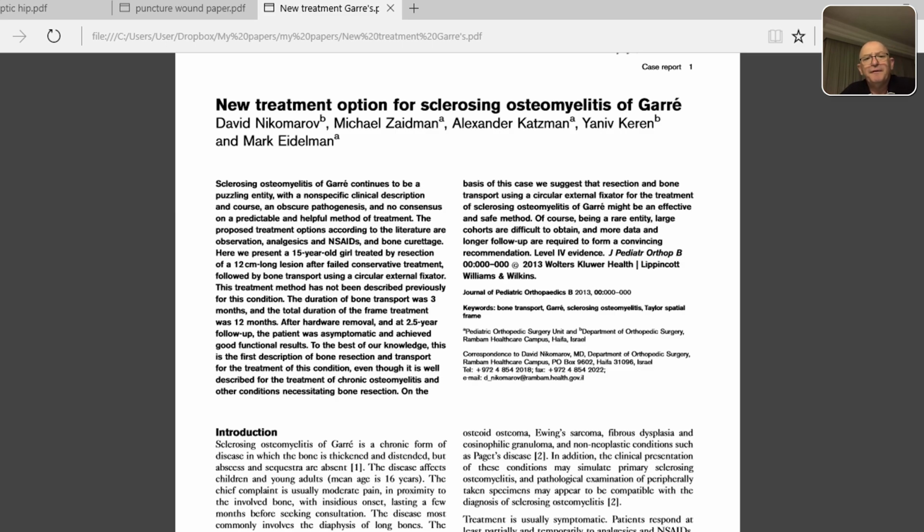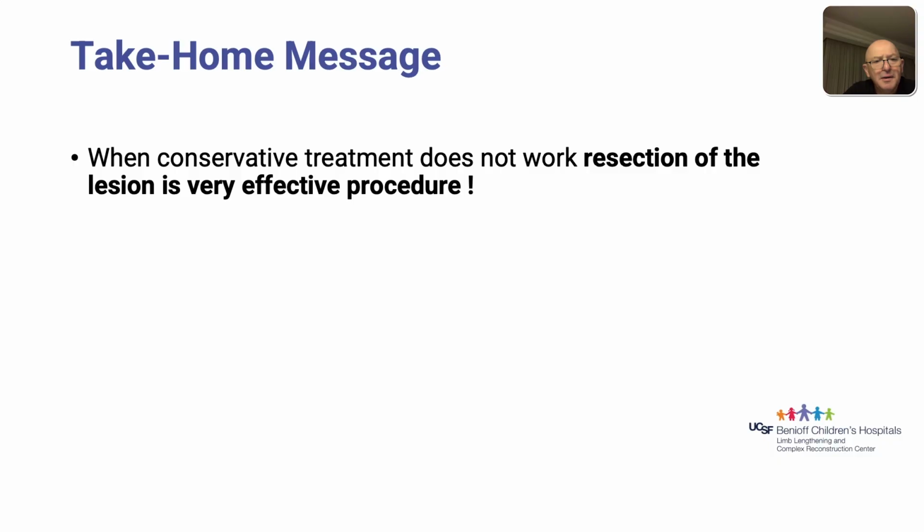This is the first description of bone transport and excision of the osteomyelitis for Garrè. We described it as a case report in JPO B. Rob Rozbruch, Rob Paley told me that they did the same for Garrè. And I think that this should be done in patients that cannot survive the pain. Next, please. So my take-home message: when conservative treatment in Garrè doesn't work, resection of the lesion is a very effective procedure. Thank you very much.